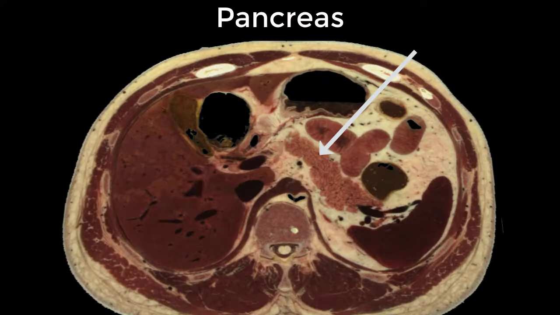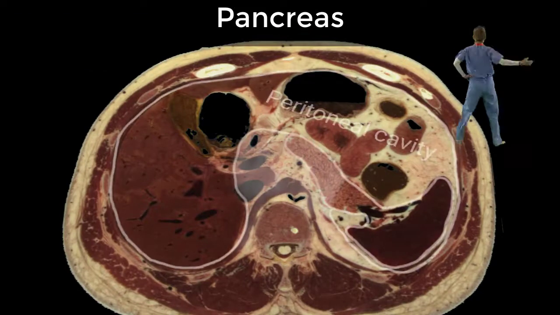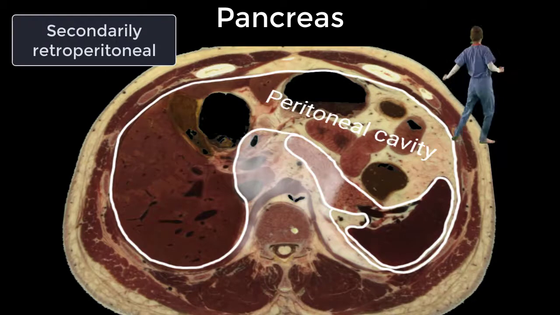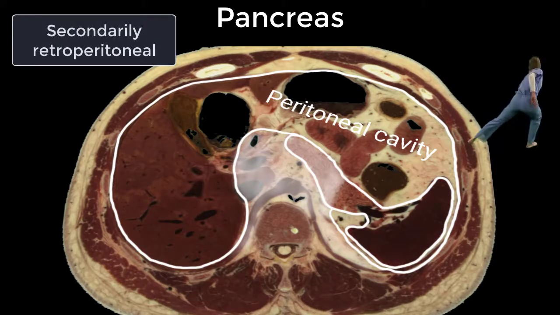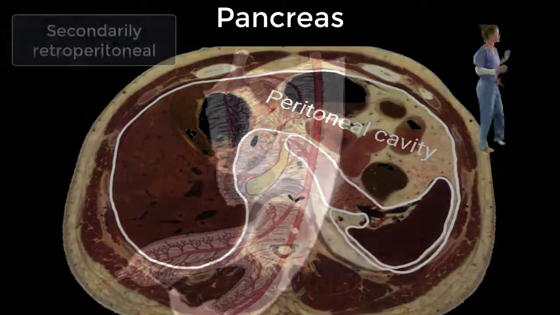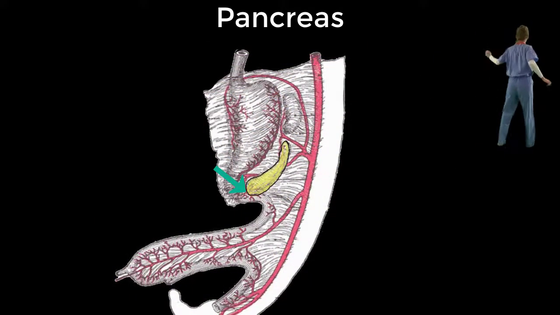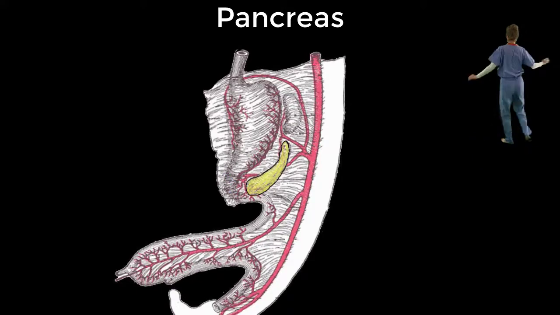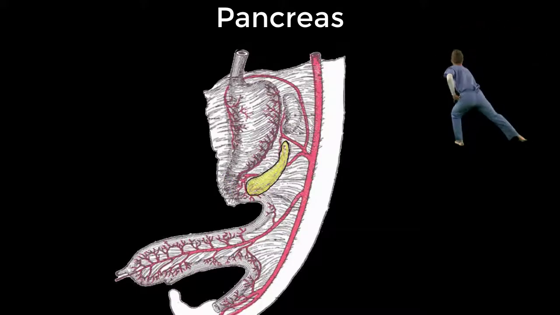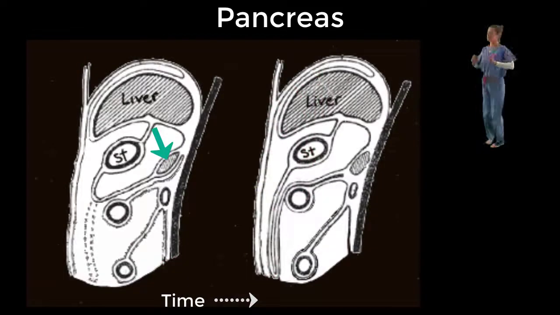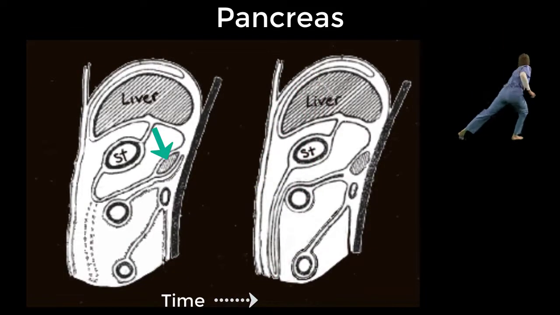Pancreas. The majority of the pancreas is secondarily retroperitoneal, although a small portion is intraperitoneal, but we'll get to that in a minute. The pancreas developed as an outpouching from the gut tube and therefore was held by a mesentery. As the stomach underwent its rotation, the pancreas was reoriented horizontally.